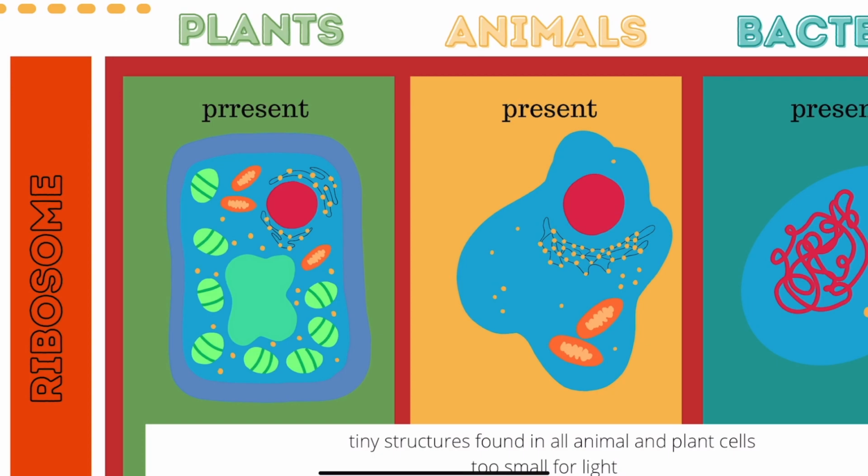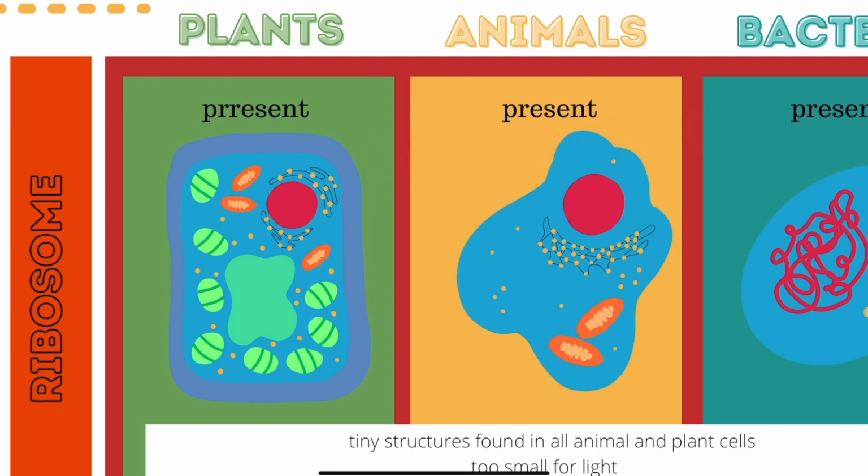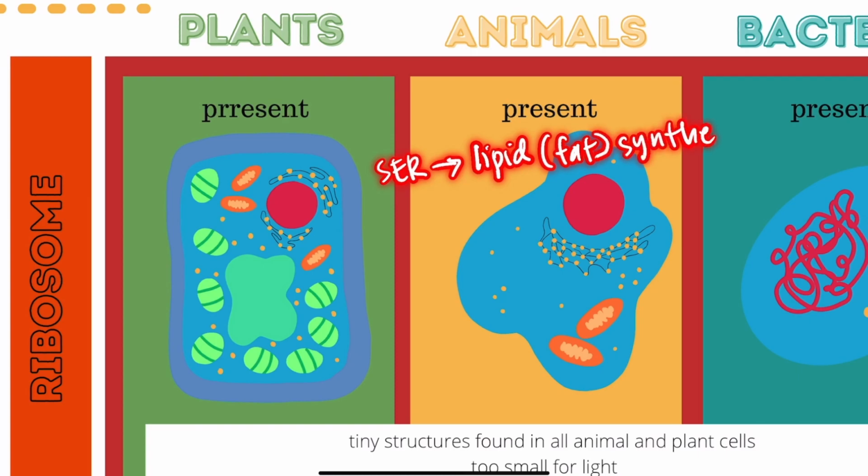For us and plants, endoplasmic reticulums are important, specifically rough endoplasmic reticulum, as this is needed in protein synthesis, since it is involved with ribosomes. But for SER or smooth endoplasmic reticulum, they are needed for lipid, or also known as fat synthesis.